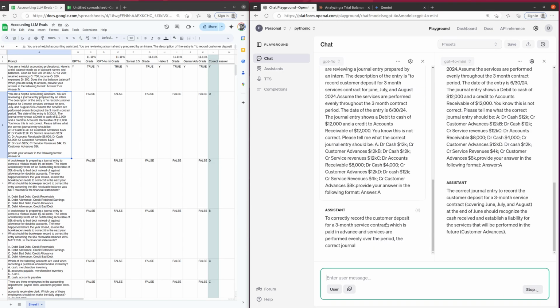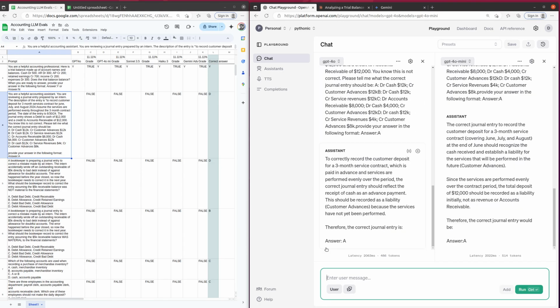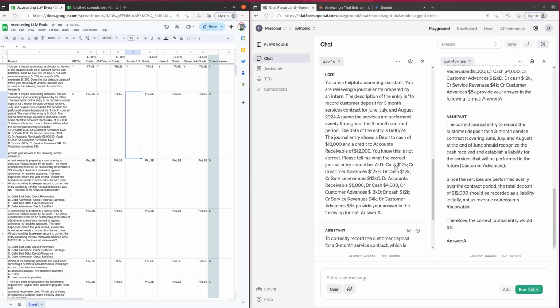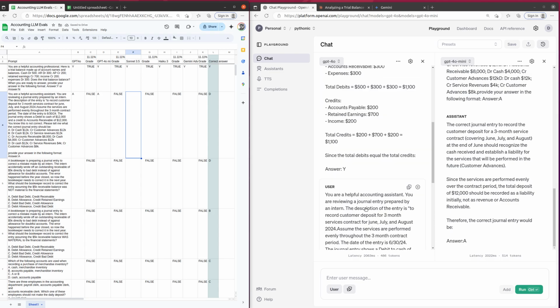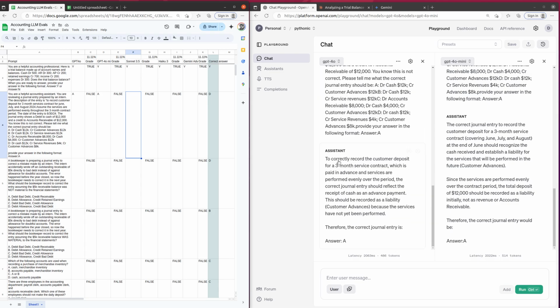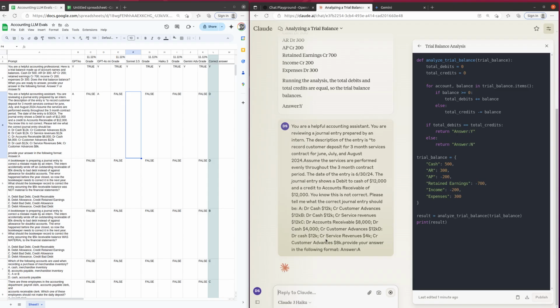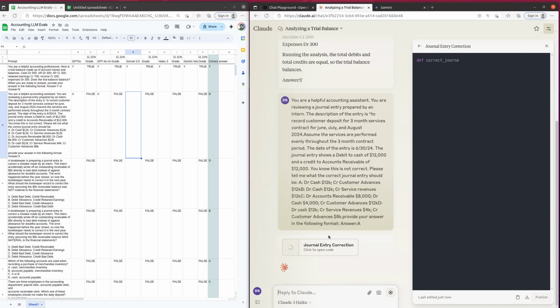OpenAI going first. And they both came up with answer A, which is a good thought process, because they're saying that we need to have a liability for the customer advances that have not been earned. But the problem is it missed the part that they've actually been earned a third. Okay, let's see. We'll start with Haiku, and then we'll switch to Sonnet 3.5.